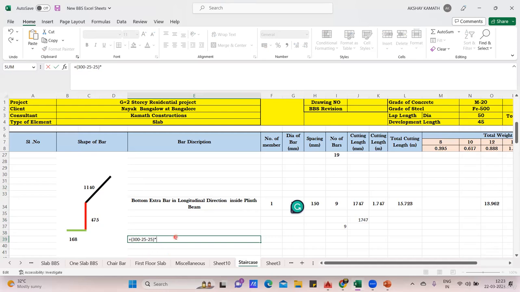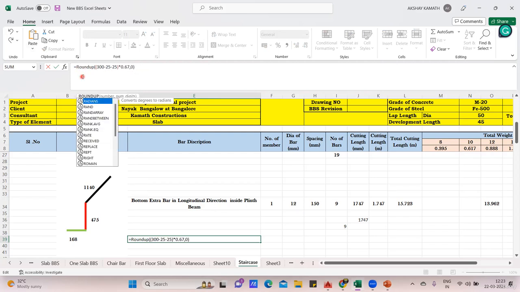I'll multiply this by 0.67 and hit enter. I'm getting 167.5. But since it is coming in decimal, I'll write ROUNDUP here. Open one bracket, then give a comma, 0, and close the bracket. And this should be a capital one, I feel.